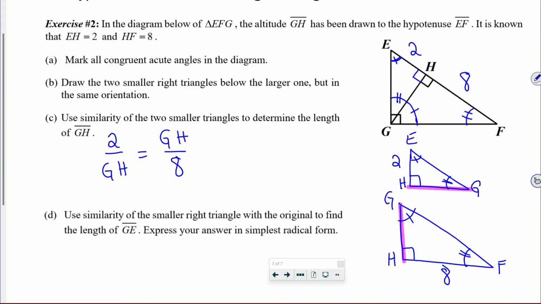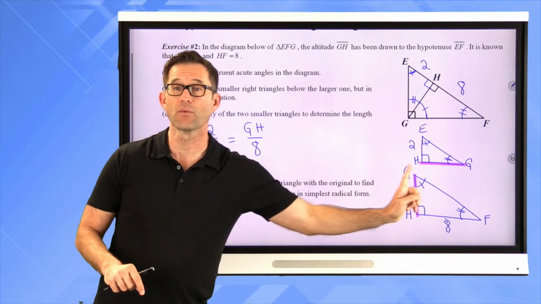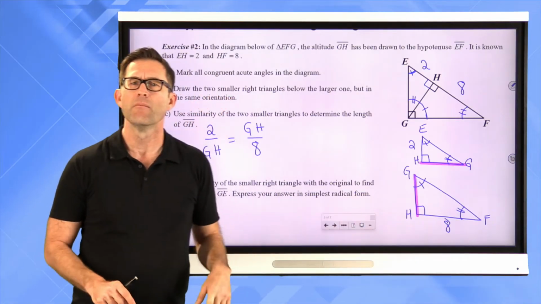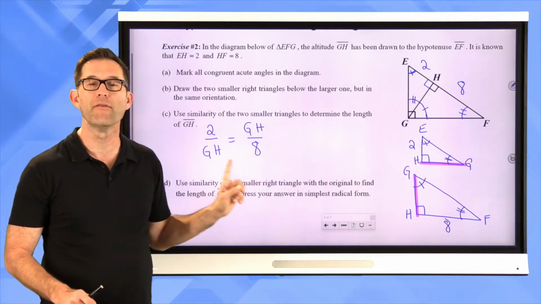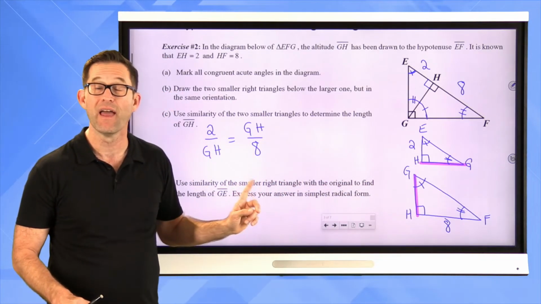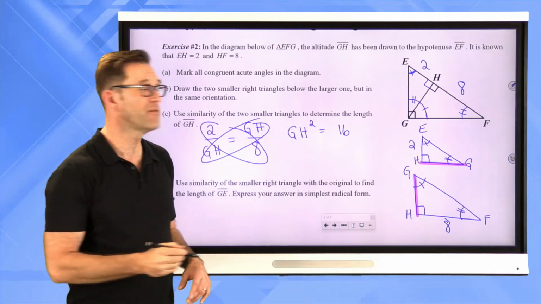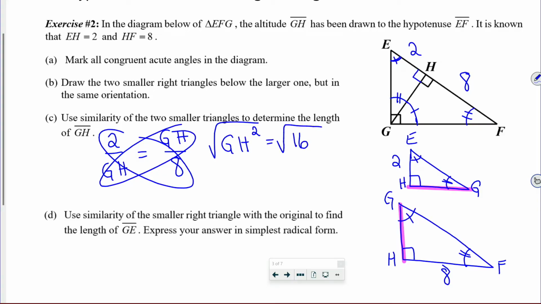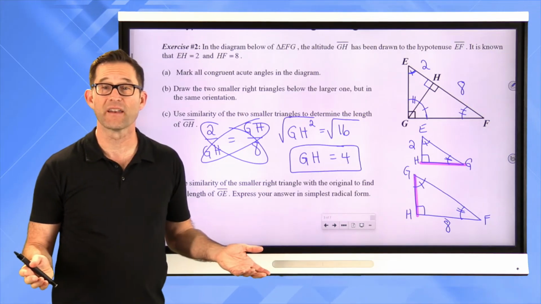And all I'm doing is doing what we've done throughout this unit. This length divided by this length is equal to this length divided by this length. Probably the biggest difference here is that the length I'm actually trying to find is part of both of the two ratios. And now I can just cross multiply and I'll get GH quantity squared is equal to 16. Easy enough. And now I'll take the square root of both sides and I'll get GH must be equal to 4. Okay, it's as easy as that.